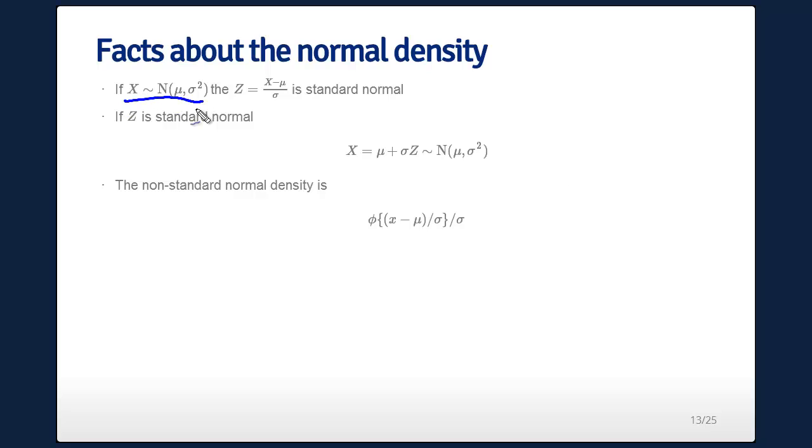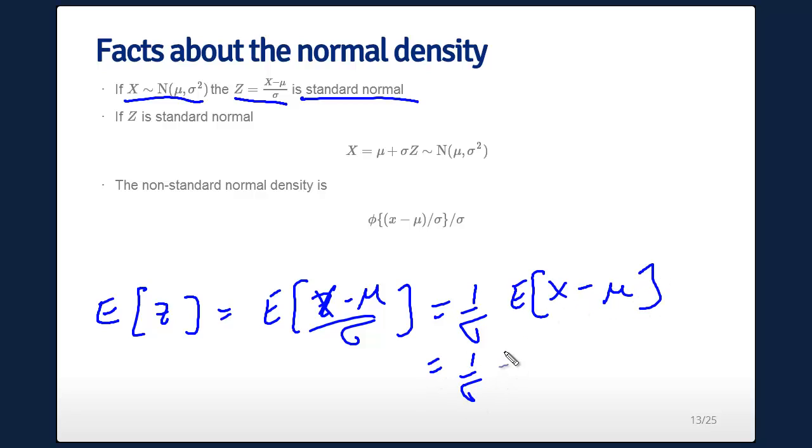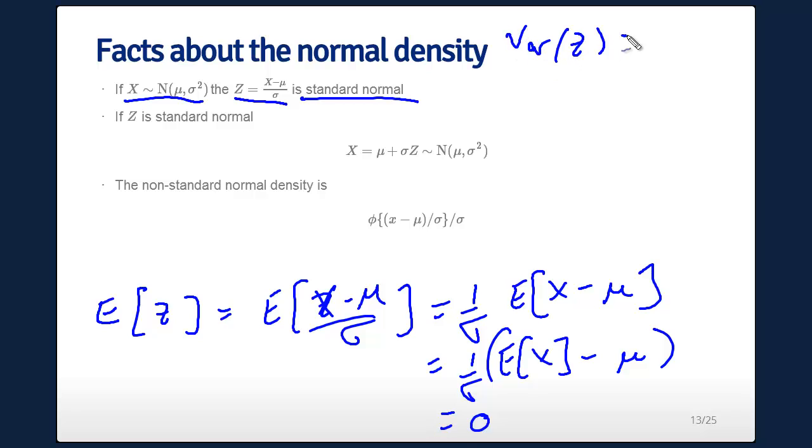If x is from a normal mu sigma squared distribution, then standardizing it, x minus mu over sigma, is then standard normal, which is pretty easy to show, right? Expected value of z is equal to expected value of x minus mu over sigma. Pull our 1 over sigma out: 1 over sigma times expected value of x minus mu, which is 0, okay? And then you can do the variance too, right? The variance of z is equal to 1 over sigma squared times variance of x minus mu. But shifting a random variable doesn't do anything to its variance, so it's equal to the variance of x, which is sigma squared, over sigma squared, which is 1.